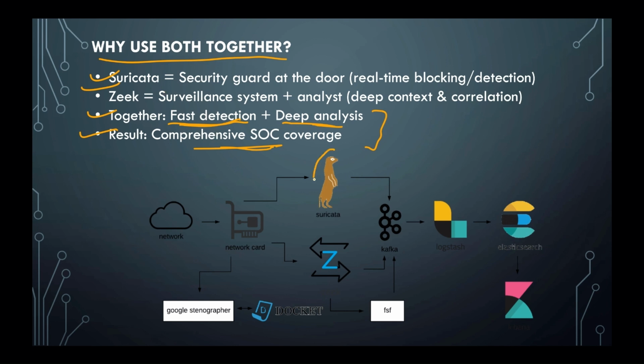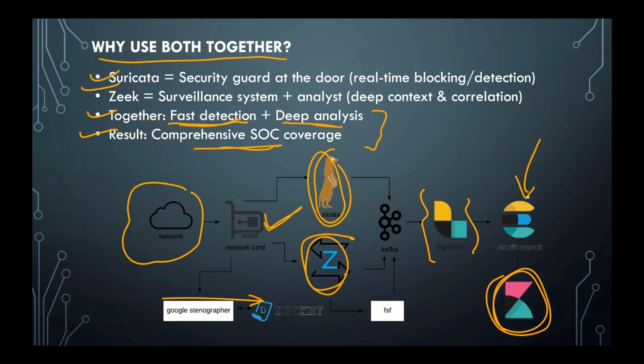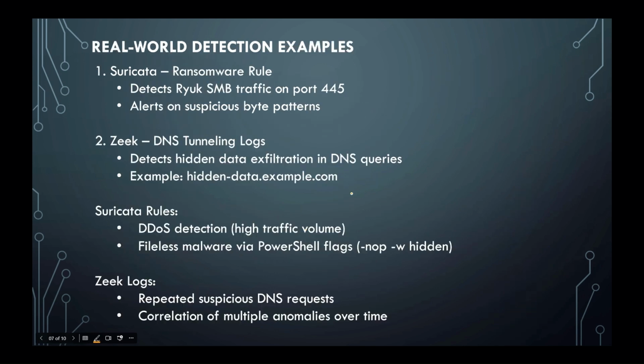So here you can see the Suricata deployed, and here is the Zeek deployed. Here we have our network adapter card. Then you can send these logs to Elasticsearch, and here we have Kibana to visualize your SOC data. Elastic will help you to search logs and create alert and detection strategies, while Kibana will visualize all the data.